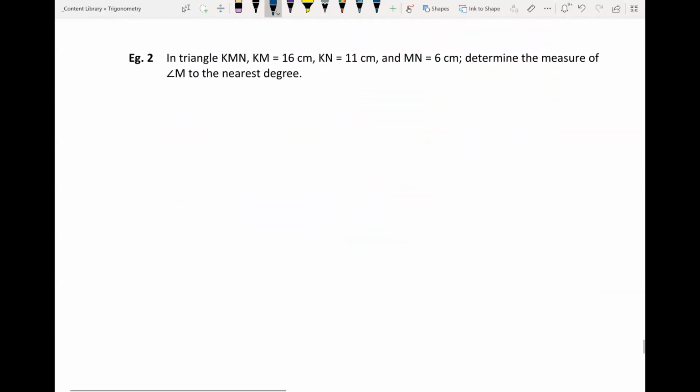Here's another example. In this case, we have to draw a triangle KMN.